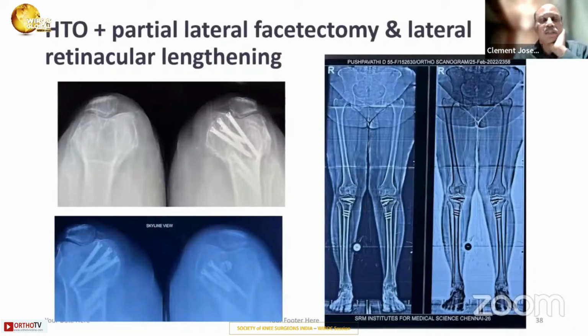So this is a patient who underwent sequential high tibial osteotomies. You can see from the skyline view, he underwent partial lateral facetectomy for both the knees and lateral retinacular lengthening as well, along with high tibial osteotomy. Even though this patient had a root tear and medial joint OA, the predominant pain was from the patella. I believe that if you don't address these patellofemoral issues in this patient, they will continue to have pain or even worsening of pain following the high tibial osteotomy.